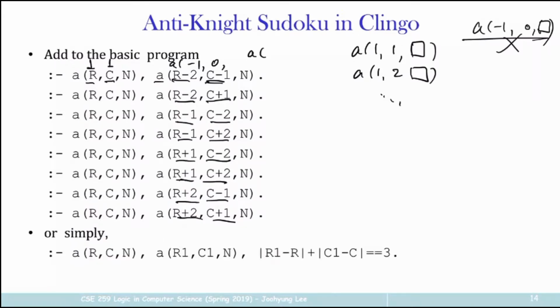But there is actually a better way. There's one rule. Here we say R comma C has n, R1 comma C1 has n, and the absolute value of the row difference plus the absolute value of the column difference equals 3. Then this violates the constraint. So instead of using these 8 rules above, you can just write one rule.